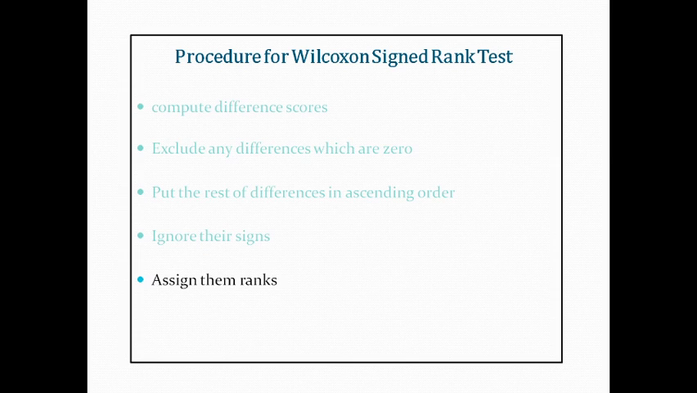That means from lowest to highest. Then if any differences are equal, say two differences like 2.5 and 2.5 are the same, then you rank them by averaging. Suppose 2.5 is the second number and 2.5 again is the third number. So the rank of this 2.5 difference is (2 plus 3) divided by 2, that is, the average of their ranks.